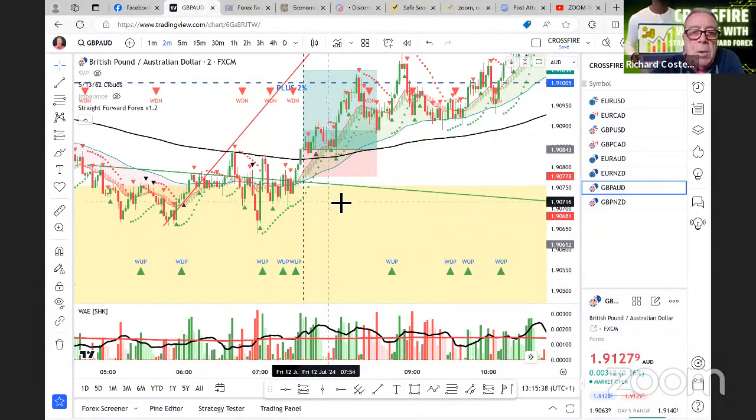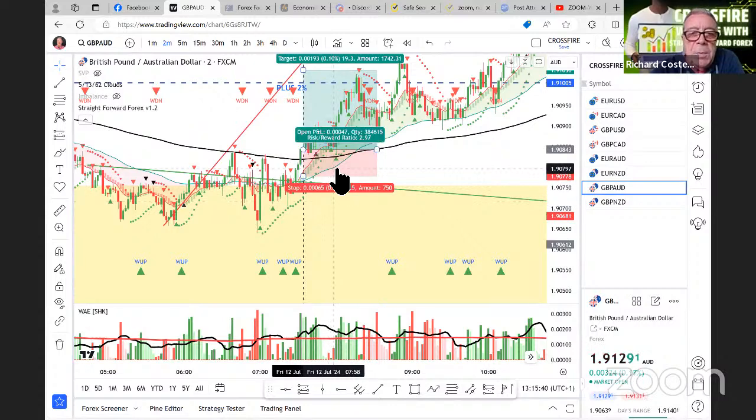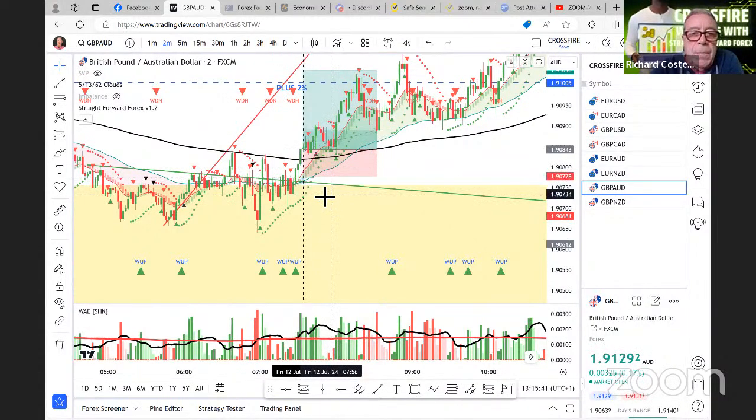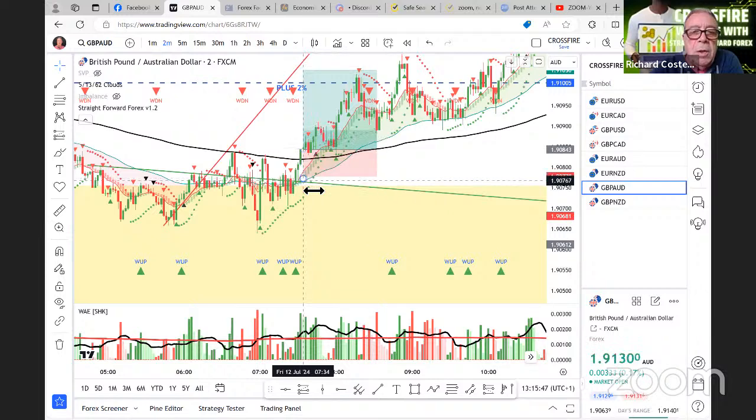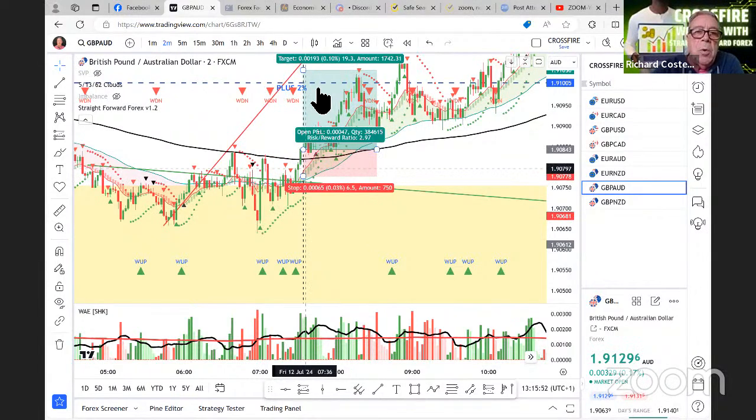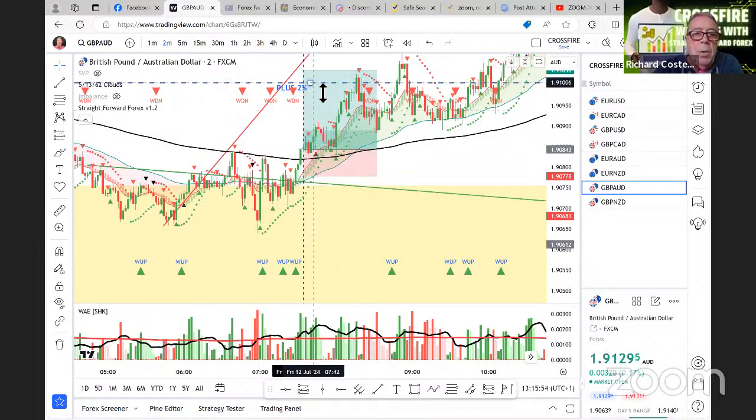I put my stop loss at 6.5, which was, I'm guessing, I've just moved that. I'm guessing it was actually on the green trend line originally. And I set my take profit up at that point there. And I always look left.